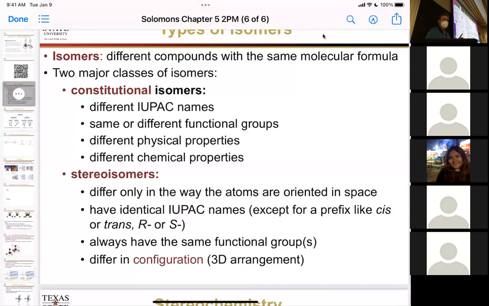Stereoisomers, on the other hand, differ only in the way the atoms are arranged in space, okay? Now, they're going to have identical names except for the prefix. For a cis-trans isomerization, we'll have cis and trans. For a sp3 hybridized stereoisomer, you will have R and S, and I'll explain those as we go through today. They will always have the same functional group, and they only differ in that 3-dimensional configuration. Now, the cis and trans actually have different boiling points and melting points, but the sp3 hybridized stereoisomers do not. They have identical boiling points.